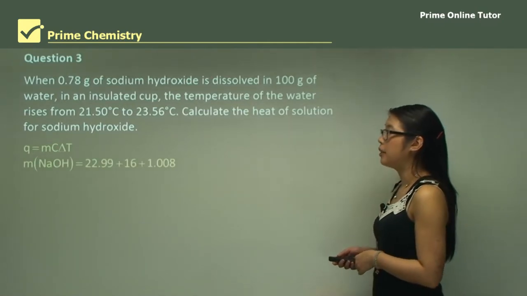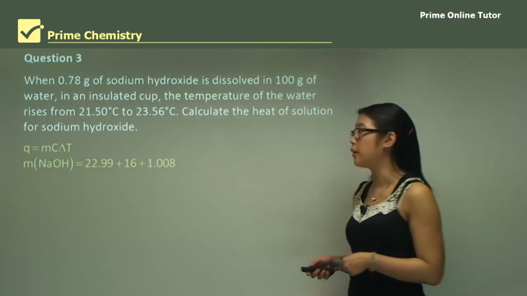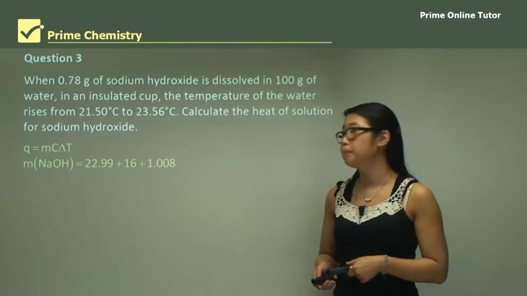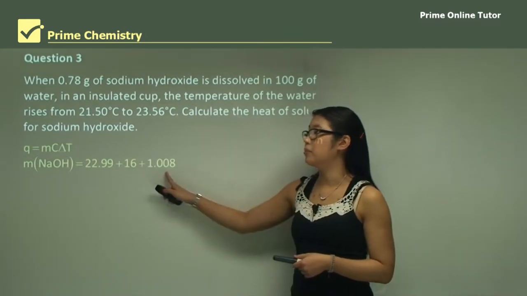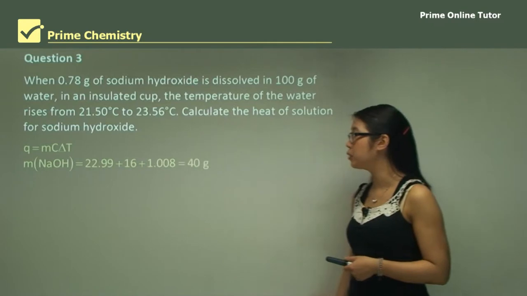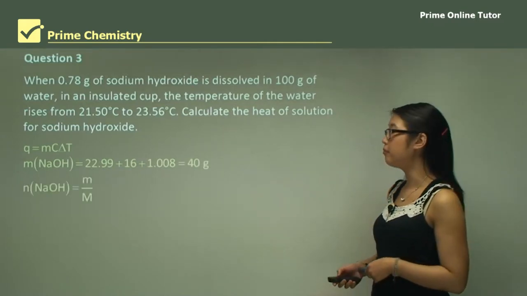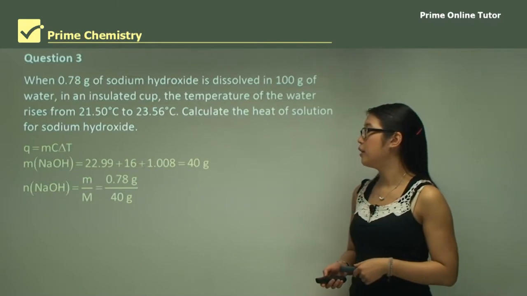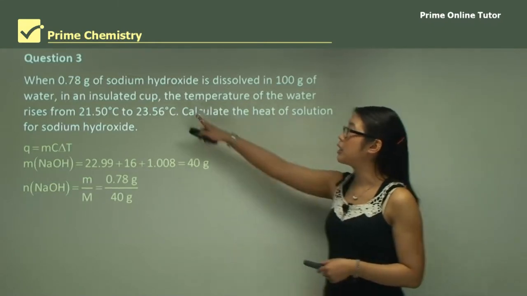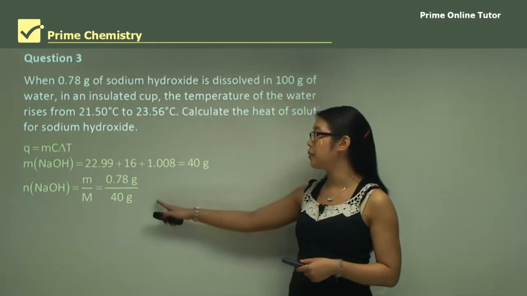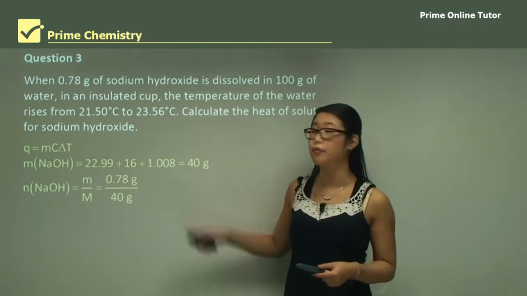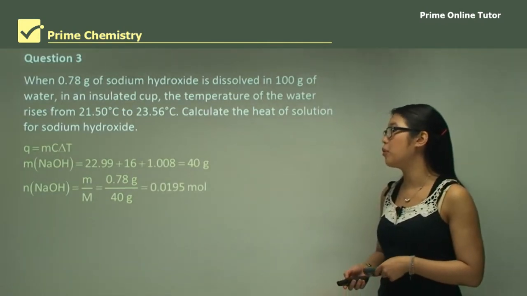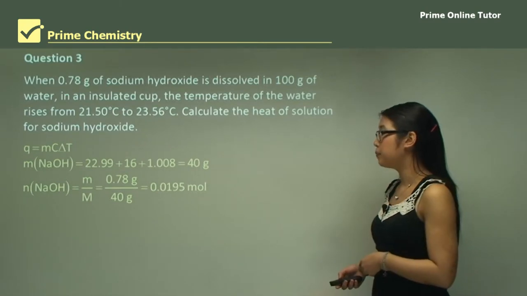And we look at the molar mass of sodium hydroxide, which is 22.9 for sodium, plus 16 for the oxygen, plus 1 for the hydrogen, which gives us 40 grams per mole. So the number of moles is the mass over the molar mass, and that's 0.78 grams, because that's what we measured out, divided by the molar mass, which we calculated here as 40. That gives us 0.0195 moles.